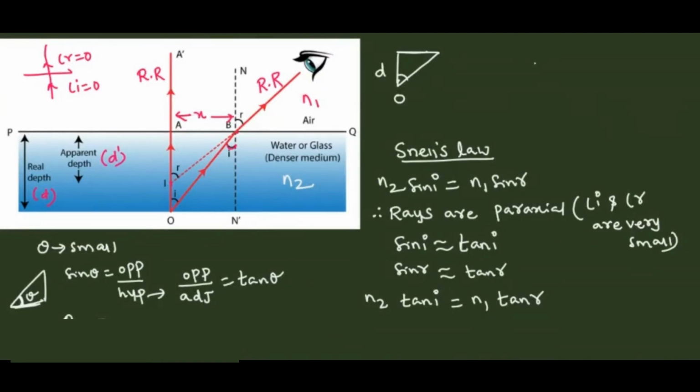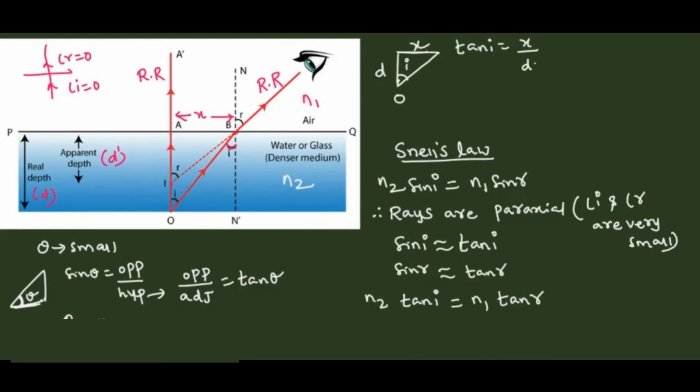And here the angle is i. Between these two perpendicular, normal lines, the distance is x. So from this, write tan i. Tan i means opposite by adjacent. Here opposite is x, adjacent is d. So that is x by d, or not? My dear children.